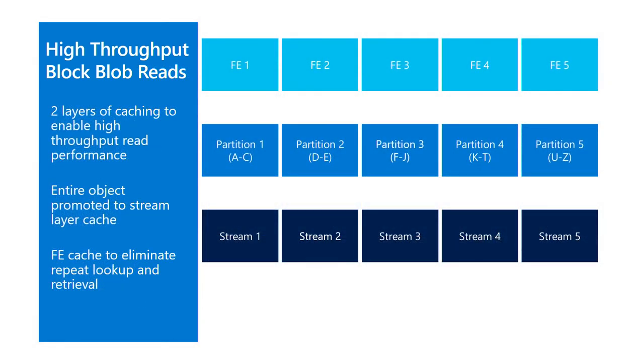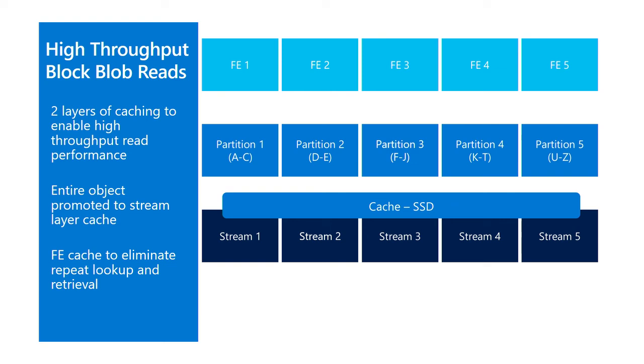Additionally, we're also handling high throughput block reads. Your users are constantly getting the same information from your applications, and we want to serve that to your users as fast as possible. So we've implemented 2 layers of caching, one on the stream layer such that the multiple partitions are cached into the SSD stream on the stream layer, so we don't have to go and rebuild the different blocks. Your whole object is there.